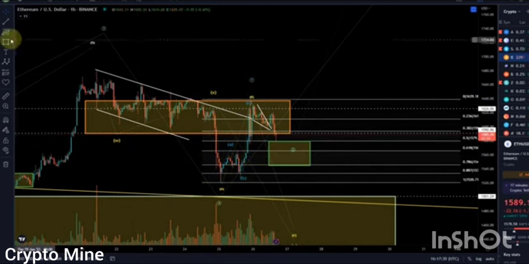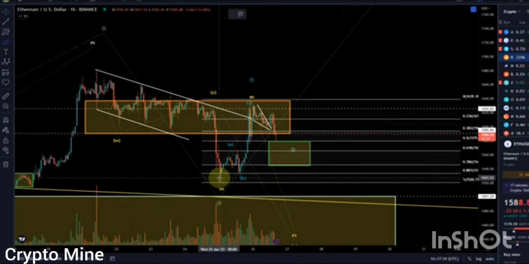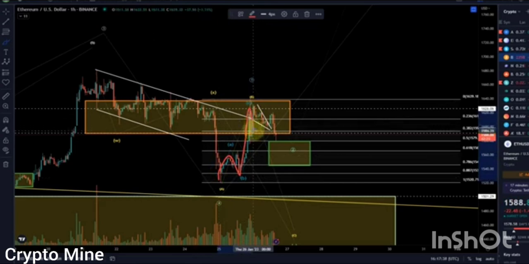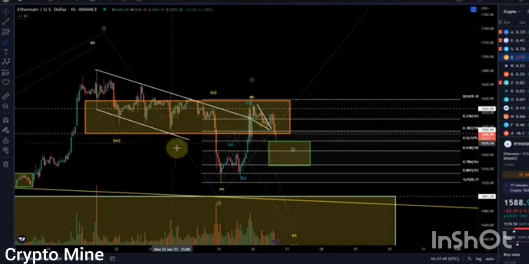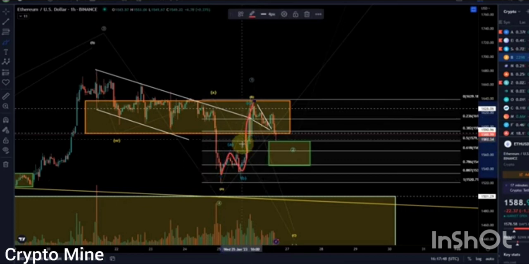I showed you in the previous video a way to count it as an impulse, but then we never saw that fifth wave up. So we had here a possible wave 1, 2, 3, 4. Yeah, but where is our wave 5, right? It's missing. So we only have 3 waves up really. So it leaves us an ABC. ABC to the upside can mean 2 things.